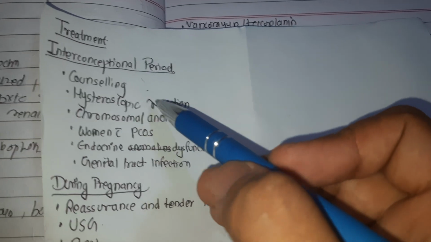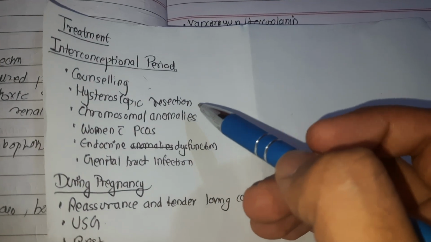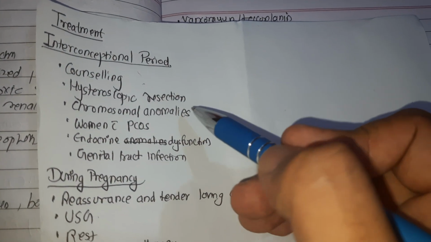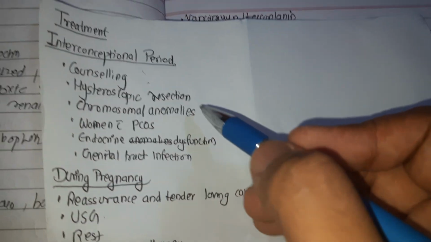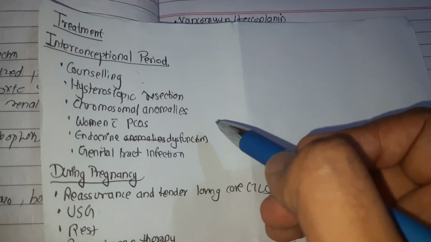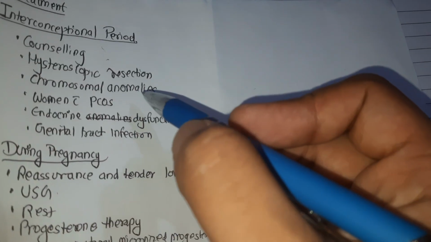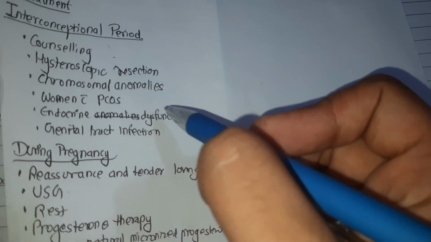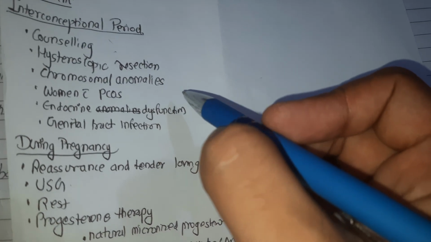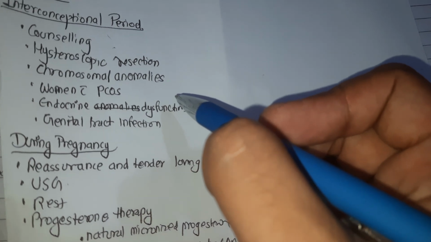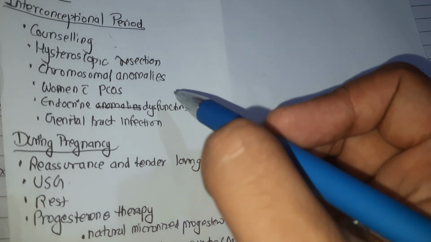Hysteroscopic resection of uterine septa, synechiae, and submucous myoma improves the pregnancy outcome. Uterine unification operation like metroplasty is done for cases with bicornuate uterus. And for chromosomal anomalies, if a chromosomal anomaly such as unbalanced translocation is detected in couples or in the abortus, genetic counseling is undertaken.